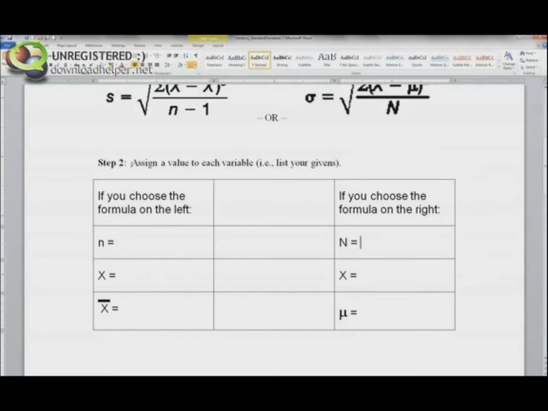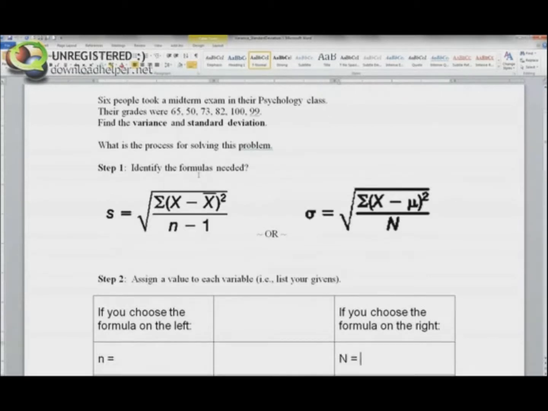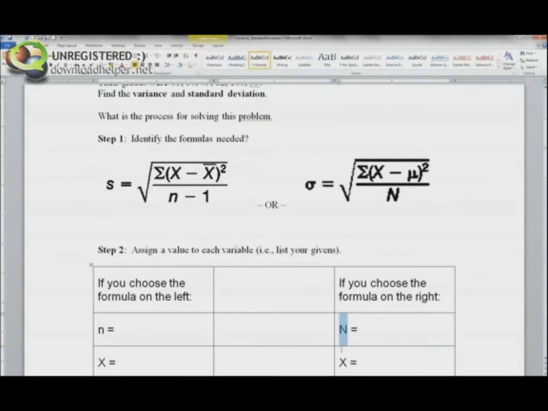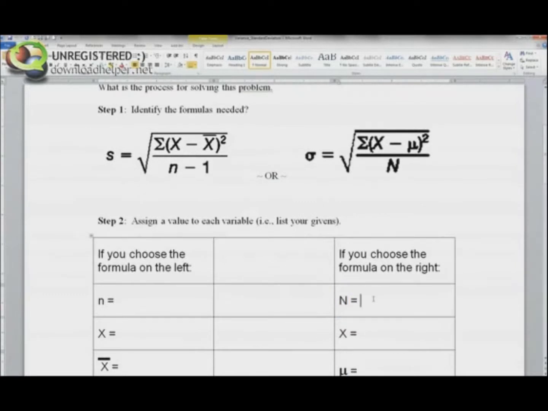So the second step in the problem-solving process is to assign a value to each variable. I often say list your givens. So the problem-solving process: write your formula, list your givens. Okay, well, capital N, we need to know what that is. A mistake that students often make is when you list your givens, they will type out to me, one of the givens is that 6 people took the midterm. Well, that's not really what we mean. When we say list your givens, we mean write the variable N, and that is 6. So I'm going to come over here and say N equals 6.